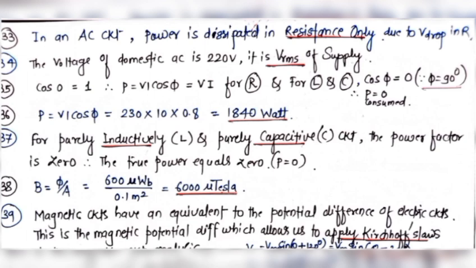Power is VI cos phi, therefore 1840 watts. For purely inductive and purely capacitive circuit, the power factor is 0. The true power equals 0, that is, P is equal to 0.